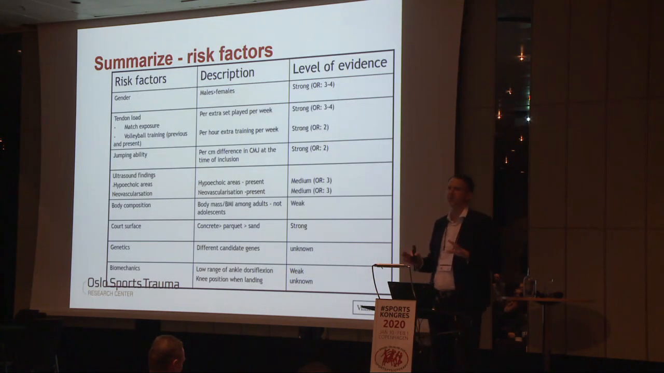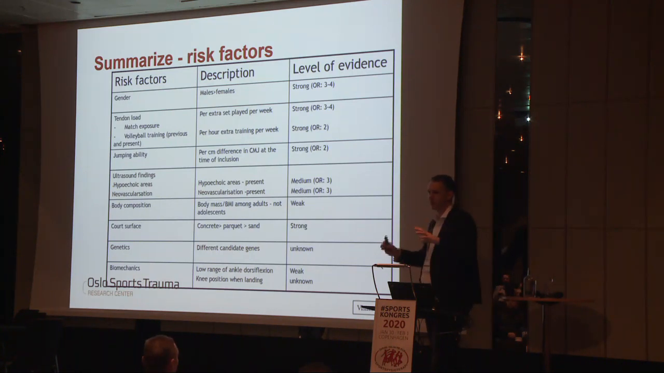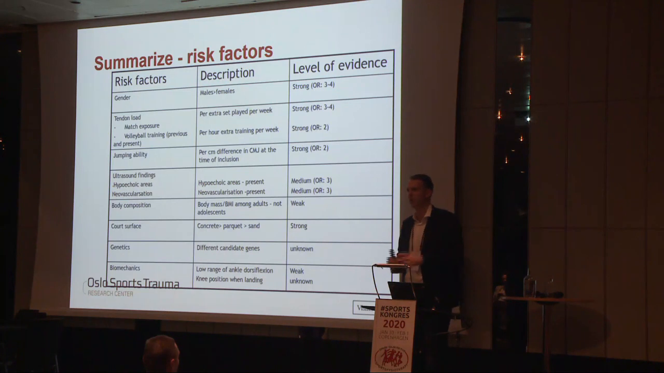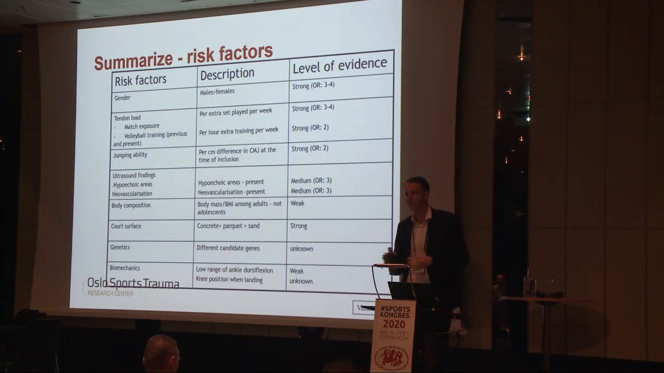Just to summarize the risk factors. If you're having the athlete, you're having the team, you are now the physio for a team. You are going to identify, and you're now trying to not develop early tendinopathy. So the risk factor is gender, that's clear. Males are at higher risk than females. Most cohorts or studies are identifying the males.